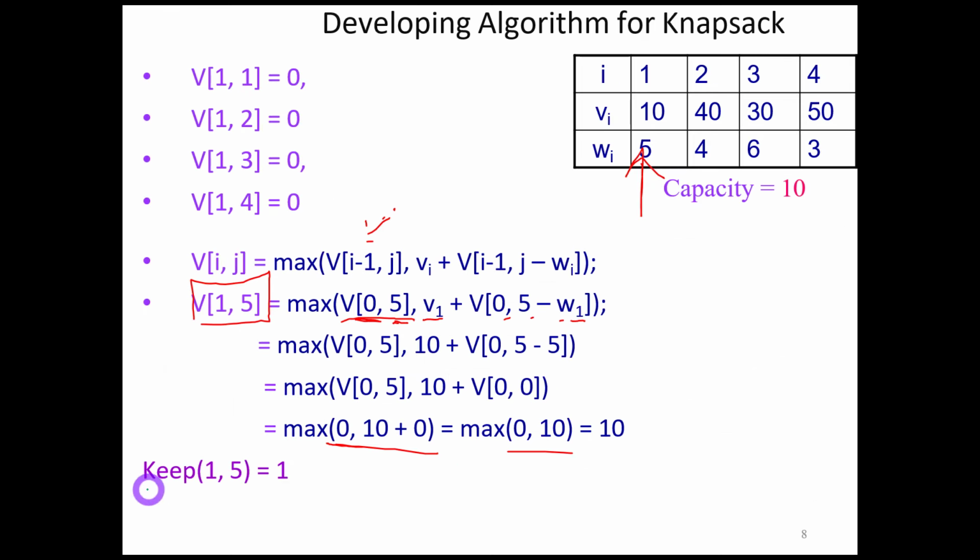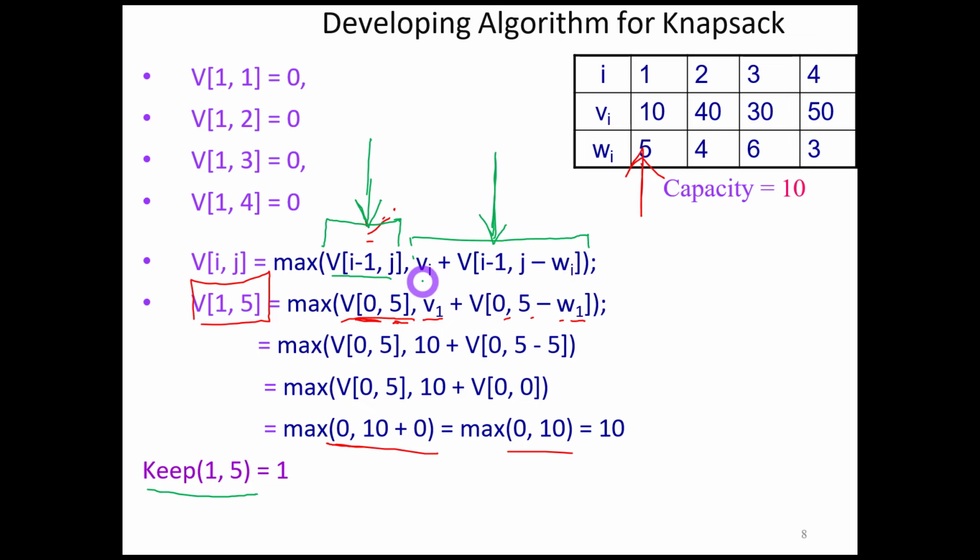Now let's understand the keep concept. While solving this formula, in very simple words, if we are choosing the value which comes from this side, then we will keep the value of keep as 1. And if we are choosing something which comes from this side, then the keep will be 0. What this means is, if the chosen maximum value is from the previous box, it is 0. We're not keeping it.